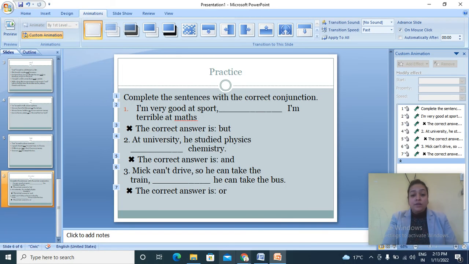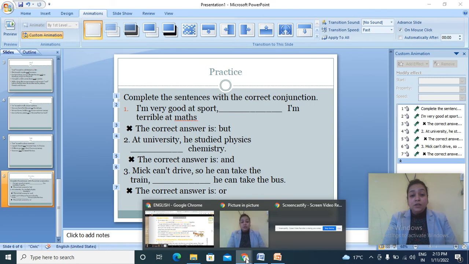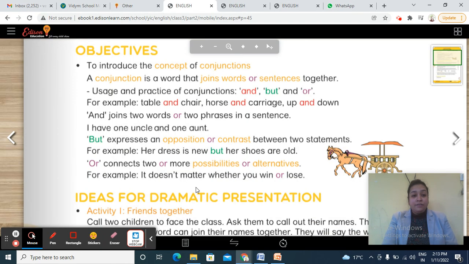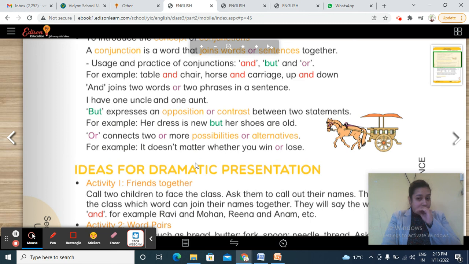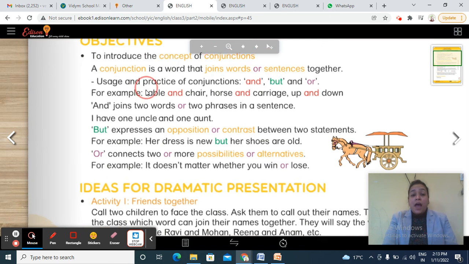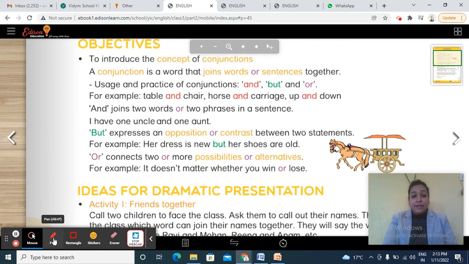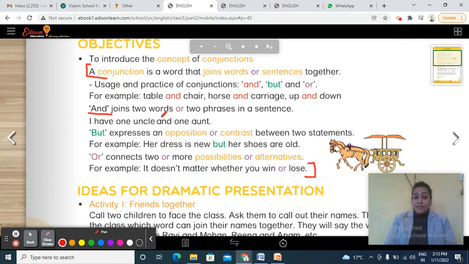So come back to your book. In your book you have the same sentences: "and" joins two words or two phrases in a sentence. You have to underline these lines. This is the definition of conjunction with the example. You are going to learn till here with examples. Okay. So "and" is used for what? To join two words or phrases.